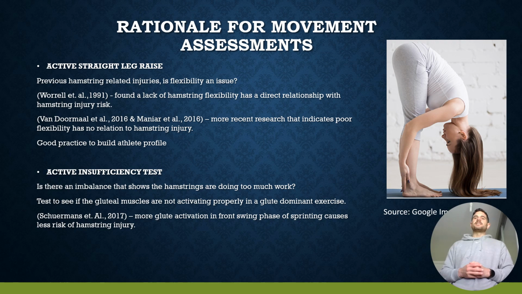We next wanted to decipher if there were any muscle imbalances between their gluteal and hamstring muscles, using the active insufficiency test. If this screen indicates the athlete is overloading their hamstrings instead of using the gluteals, it may explain why their hamstrings are susceptible to injury. A case-controlled study in 2017 by Schuurmans and colleagues established that subjects who activate their gluteal muscles more during the front swing phase of sprinting are less susceptible to hamstring injury.